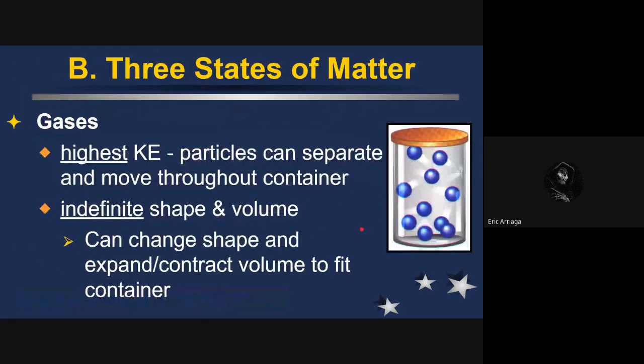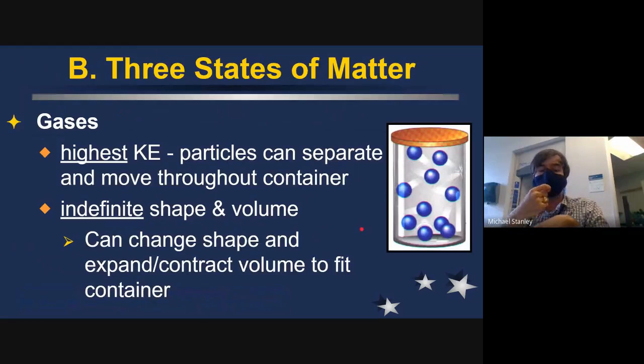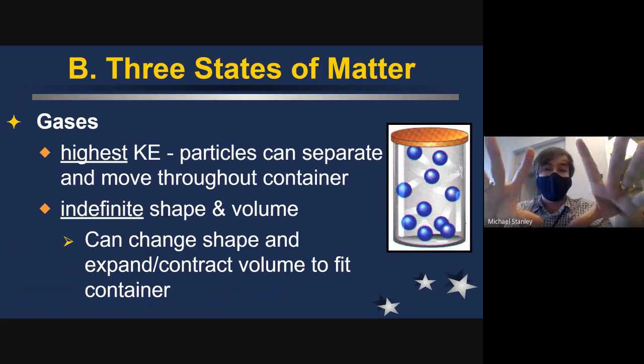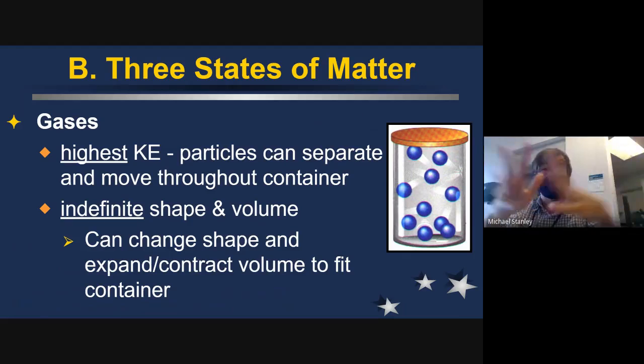All right. So we've got our solid that has the lowest energy, particles very close and stuck together. And it has a set shape and a set size. It's not going to change no matter where you put it. If we bump up the energy level a little bit, we can get liquids, which have a little bit more energy, a little bit more motion of the particles than the solids. They do not have a set shape.